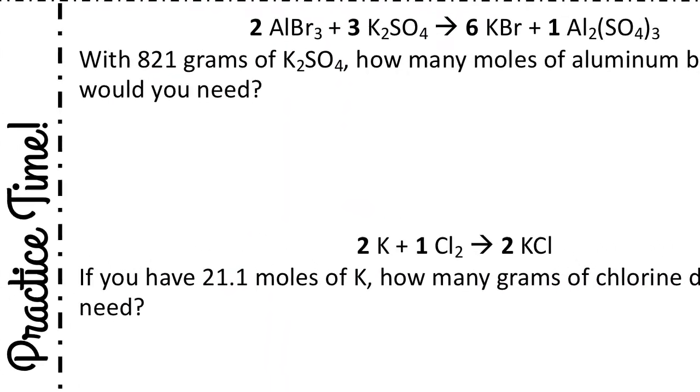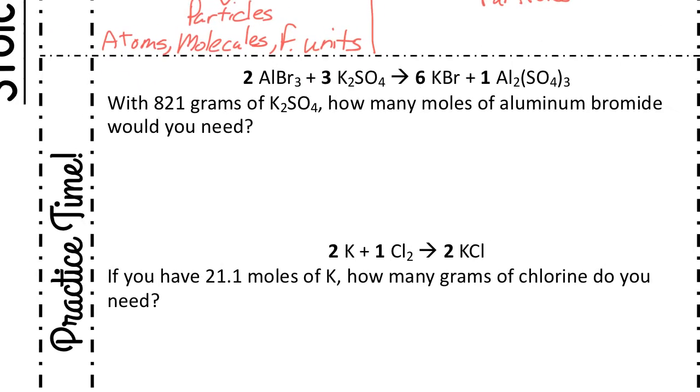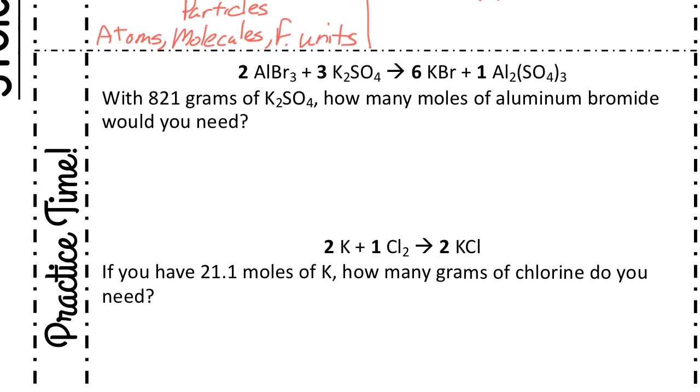So we've got 2 AlBr3 plus 2 K2SO4 yields 6 KBr plus 1 Al2SO4. The question is, with 821 grams of K2SO4, how many moles of aluminum bromide would you need? So the first thing I'm going to do is identify my knowns and unknowns. Here's a known.